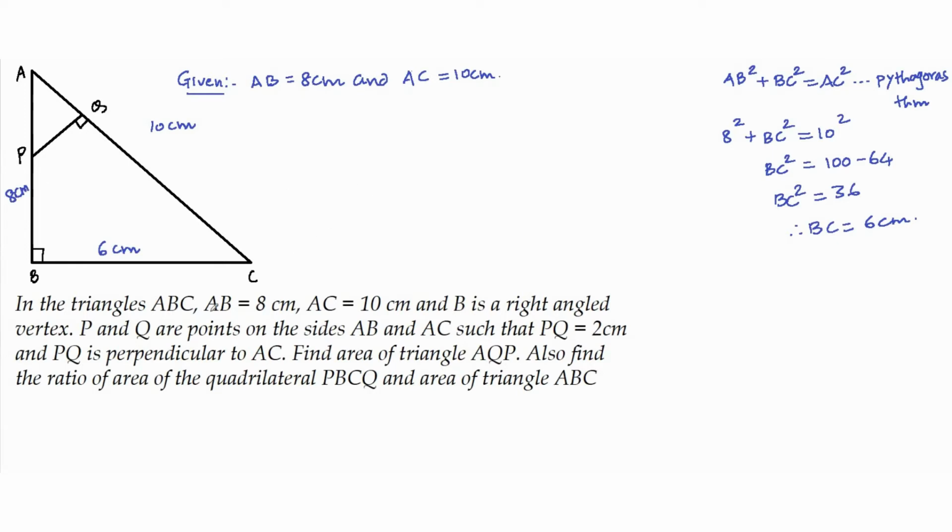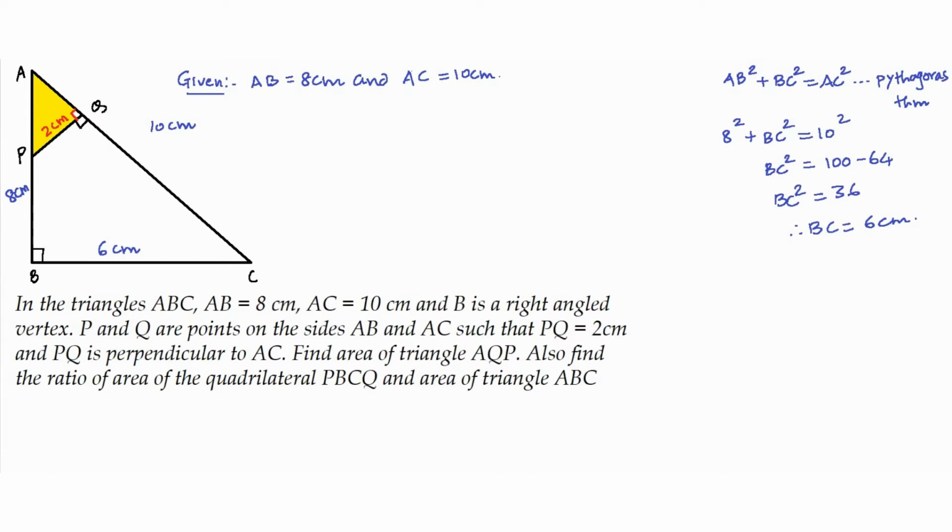The whole of AC was 10 centimeters and AB is given as 8 centimeters. Now P and Q are points on the sides AB and AC such that PQ is 2 centimeters. So let's mark that. PQ is 2 centimeters and PQ is perpendicular to AC. Find the area of triangle APQ. Right? So we have to find the area of triangle APQ. Let's quickly shade the triangle. So APQ is this particular triangle. We have to find its area.